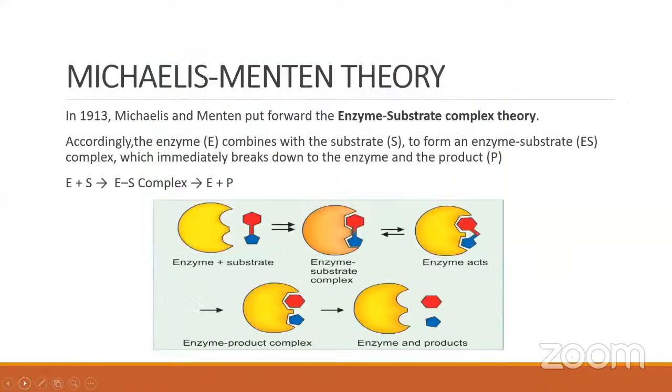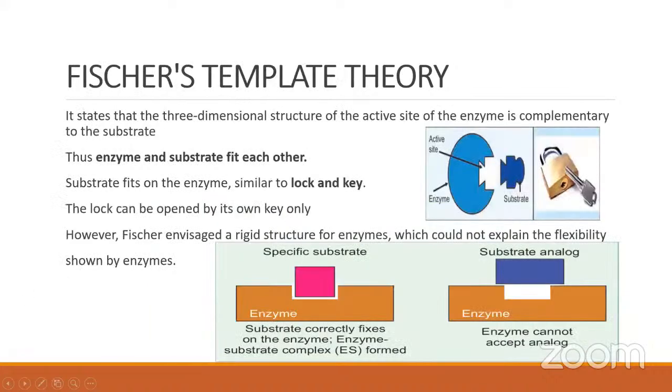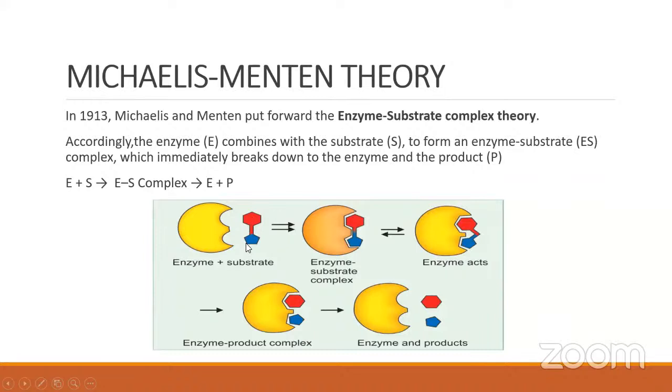So the first theory is Michaelis-Menten theory. Michaelis-Menten, what did they say? Michaelis and Menten put forward the enzyme substrate complex theory. What will happen? See, here is our substrate. So when an enzyme is added to a substrate, the enzyme has a specific site, the substrate binding site, and to that substrate binding site of the enzyme, it binds and forms the enzyme substrate complex.